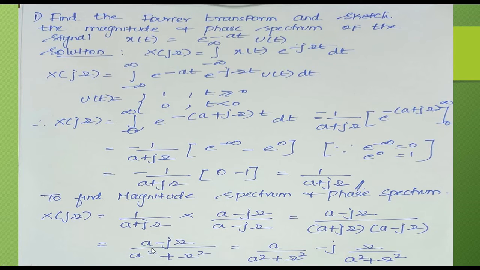Now the numerator is a minus j omega, which is clearly a summation. So we split it as a by a square plus omega square, minus j omega by a square plus omega square. Now we have our Fourier transform as real part plus imaginary part. By formula, the magnitude spectrum is the square root of real part square plus imaginary part square. The phase spectrum is tan inverse of imaginary part divided by real part.